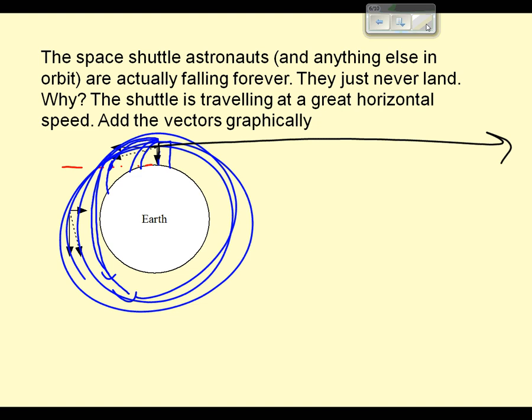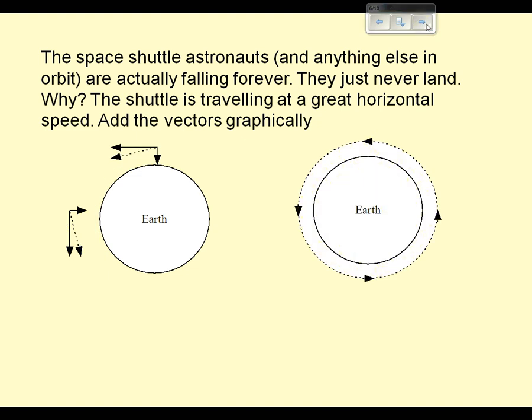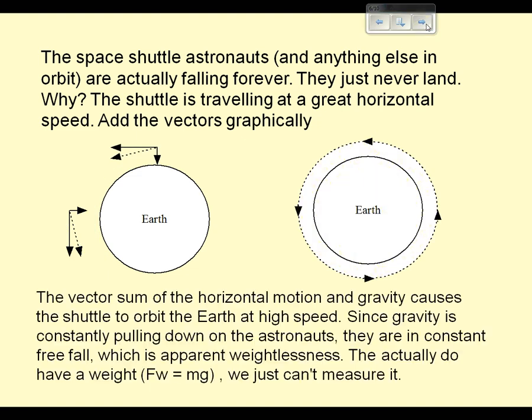The vector sum of the horizontal motion and gravity causes the shuttle to orbit the Earth at high speed. Since gravity is constantly pulling down on the astronauts, they are in constant free fall, which is apparent weightlessness. They actually do have a weight, they just can't be measured. If we take my Newton scale up there, will we find a weight on them? No, because there's no support force.